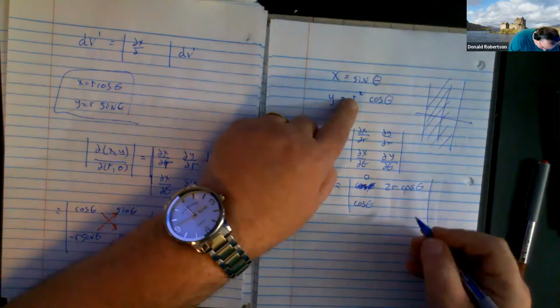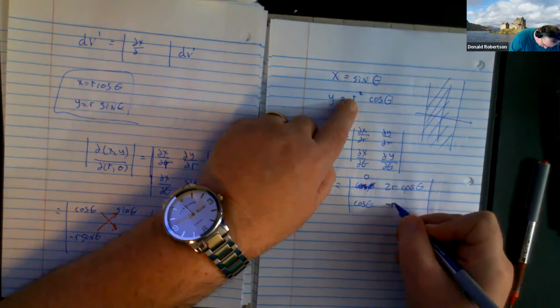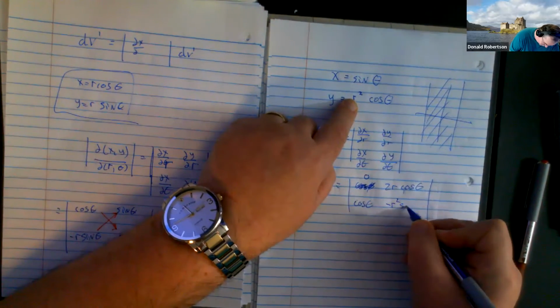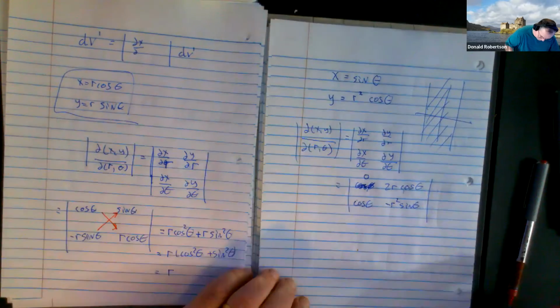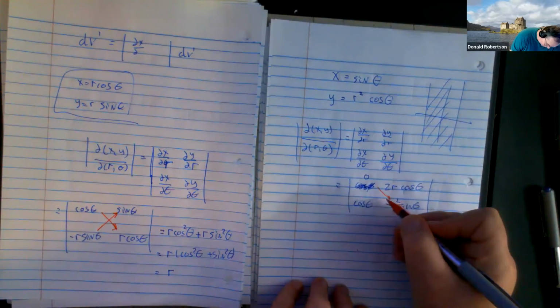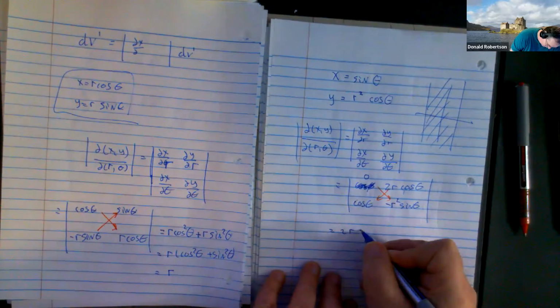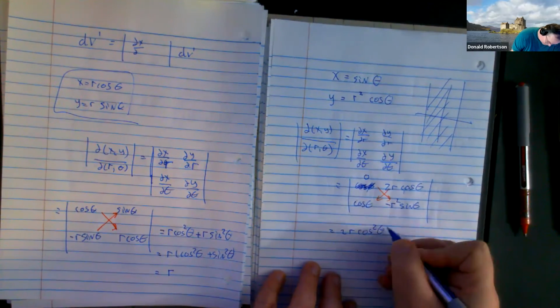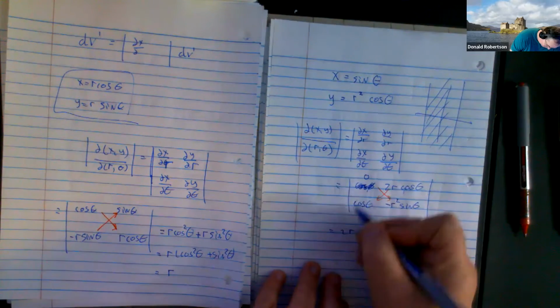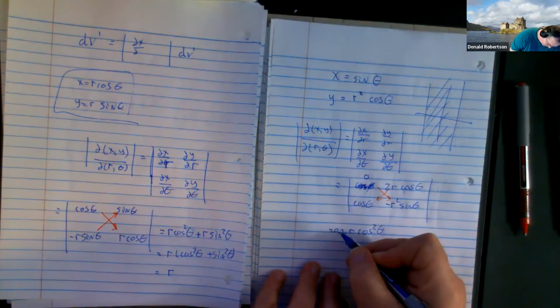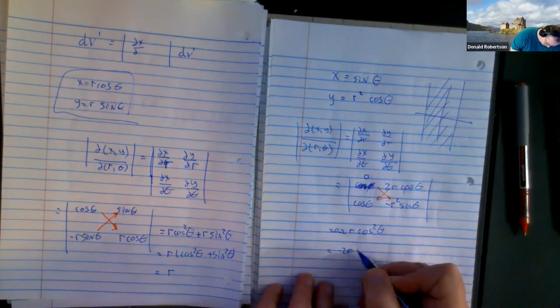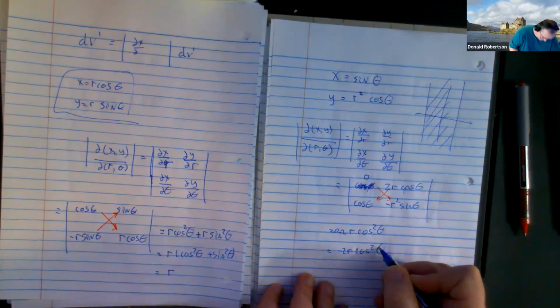And if you differentiate this guy, you get negative r squared sine theta. If you now do the major, take away the minor, you will get 2r cos squared theta, right? And 0, I should say, take away that. So the answer is negative 2r cos squared theta.